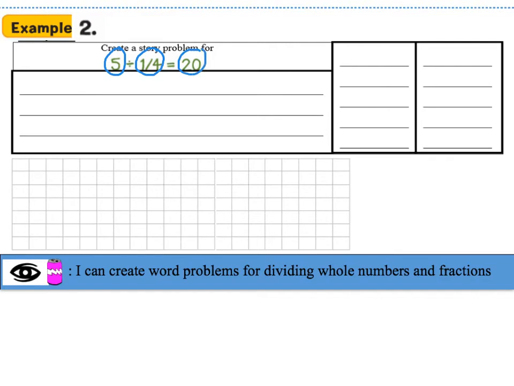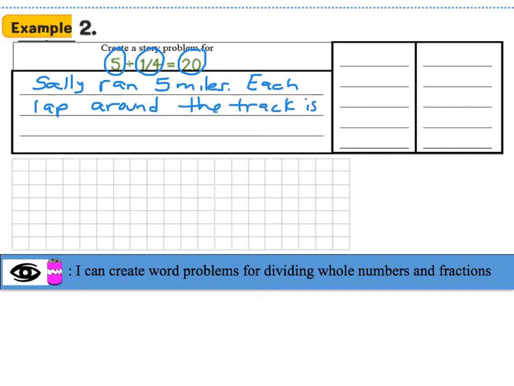Let's say Sally, that's the person of the story, Sally ran a total of 5 miles. That's her total amount. Okay? So when you run, you're running around a track, so each lap around the track is 1/4 of a mile. So I just wrote a story problem based off of the dividend and the divisor.